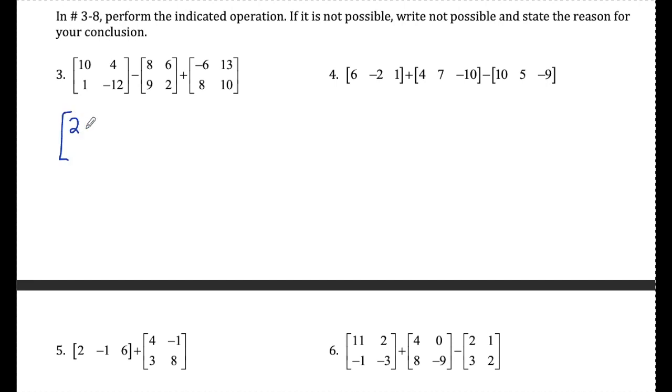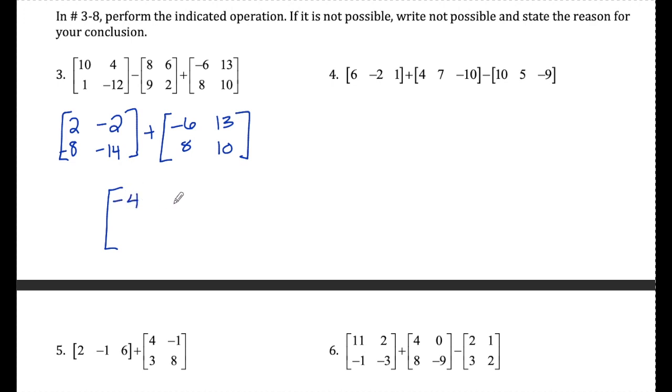10 minus 8 is 2, 4 minus 6 is negative 2, 1 minus 9 is negative 8, and negative 12 minus 2 is negative 14. I'm going to then carry down the matrix that I'm adding, so negative 6, 13, 8, and 10, and now I'm going to add these by using the corresponding elements. Negative 6 and 2 is negative 4, negative 2 plus 13 is 11, negative 8 plus 8 is 0, and negative 14 plus 10 is negative 4. All set for number 3.